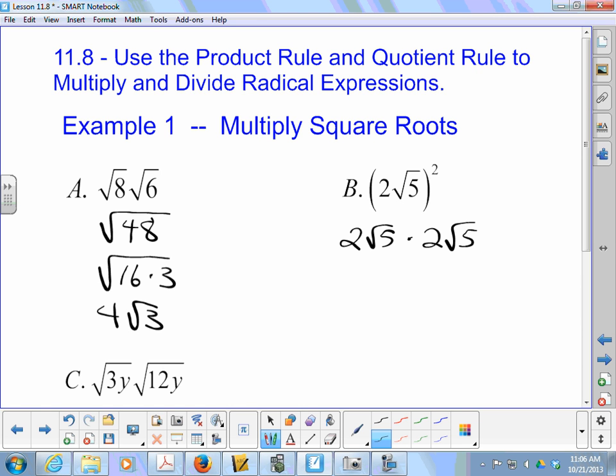So one thing you might want to do in this case is to rewrite it so that the numbers outside of the radical are together and the numbers inside the radical are together. Well, you don't have to, but for some of you it might help. All right. So 2 times 2 is 4. And what's the square root of 5 times the square root of 5? Okay, the square root of 25, which is 5. All right. So this is times 5. So my answer is 20.